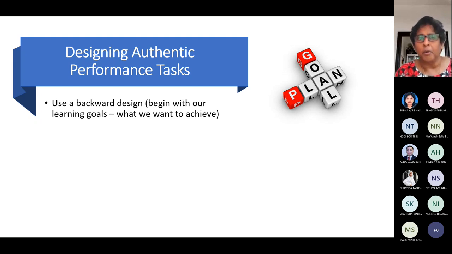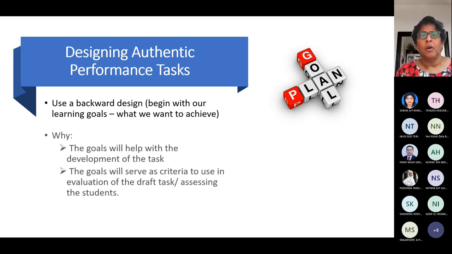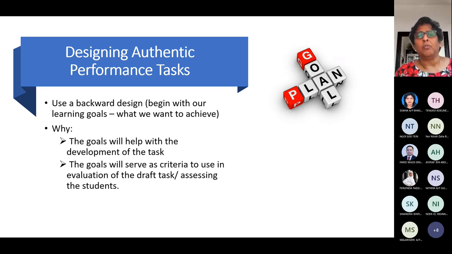It's so important for you to look at your learning outcome so that you do not overstep or undermine your learning outcomes. Why is it? Because the goals will help you with the development of the task, and the goals will also serve as the criteria to use in evaluating or assessing the task. If you understand your goals, that means your learning outcomes, very well, you will know what type of task to prepare.